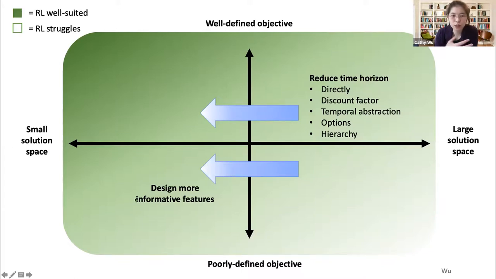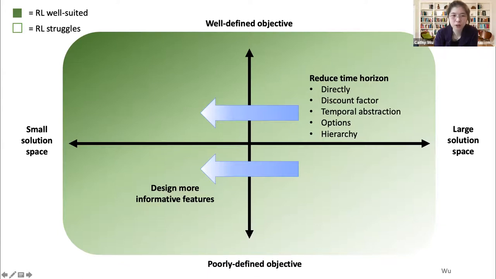Because we actually designed this problem, right? So even though I wrote self-driving cars as one specific point, many of these problems are sort of fungible. From a standpoint of engineering a solution, we define the MDP, we define the problem. And so we have some influence over where it ends up in this space.